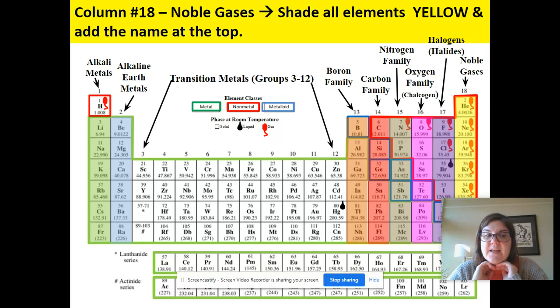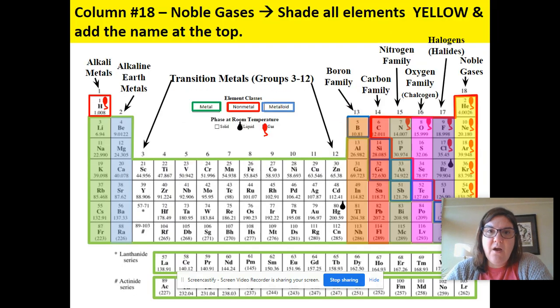So it's kind of unlikely that they bond with anything other than something from their own family or themselves, because they already have a complete shell. They don't need to bond with anybody. They're just like that. You don't have to worry about them. They got it together.